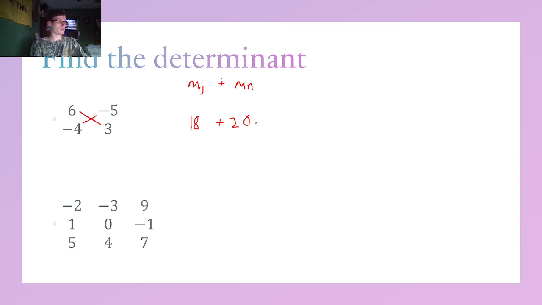is, oh, sorry, you're not adding it here. You're subtracting it. So you're subtracting major minus minor, okay? 18 minus 20 gives you a -2. That's your determinant. So subtract the minor from the major, okay?